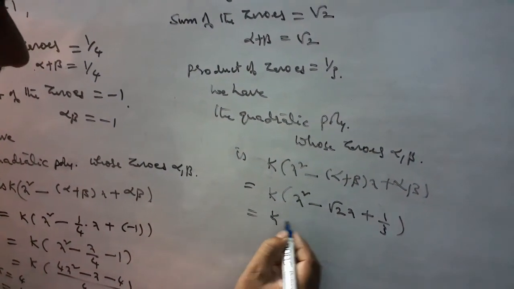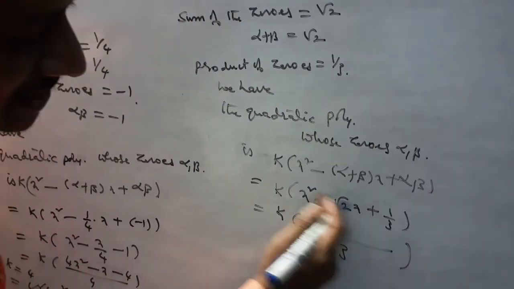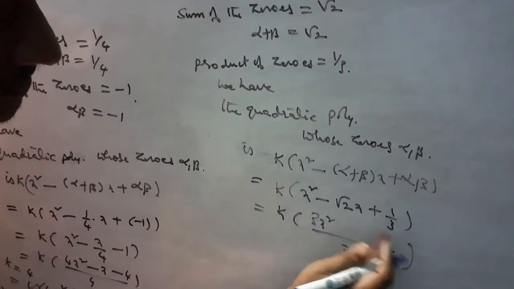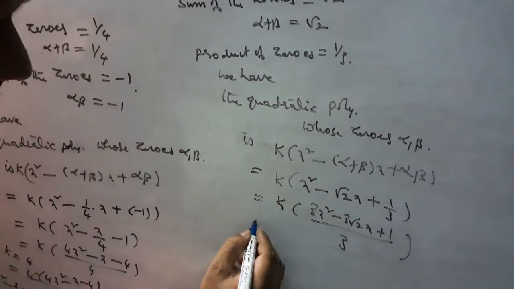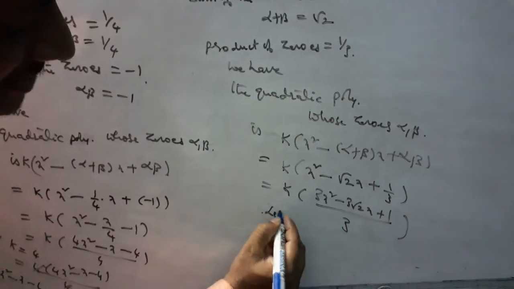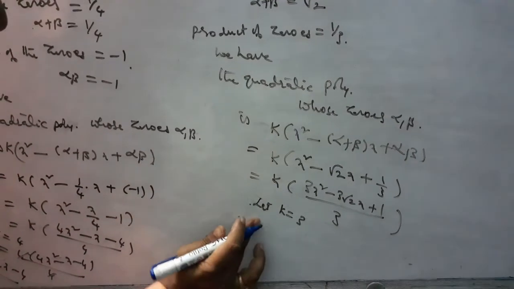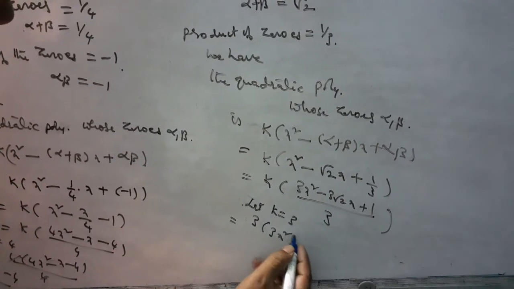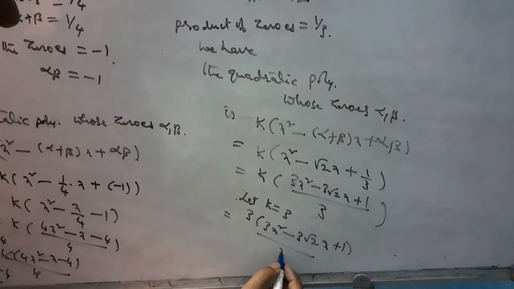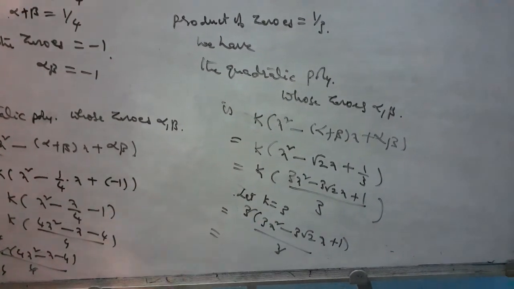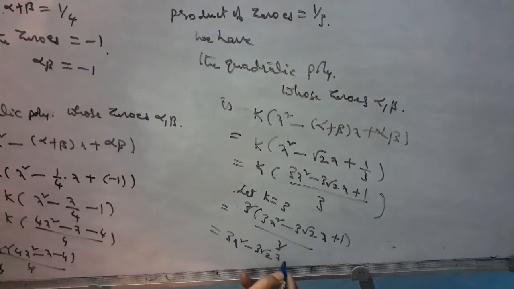So that is k into x square. Here the LCM is 3. So 3x square, 3 into root 2, we will get 3 root 2 x plus 1. If you take k is equal to 3, we will get the required polynomial 3 into 3x square minus 3 root 2 x plus 1 by 3. 3 will be cancelled. The required polynomial is 3x square minus 3 root 2 x plus 1.